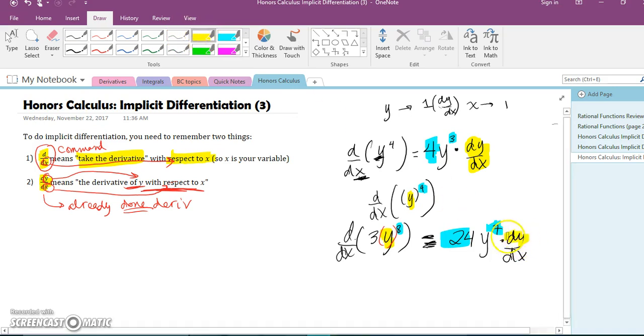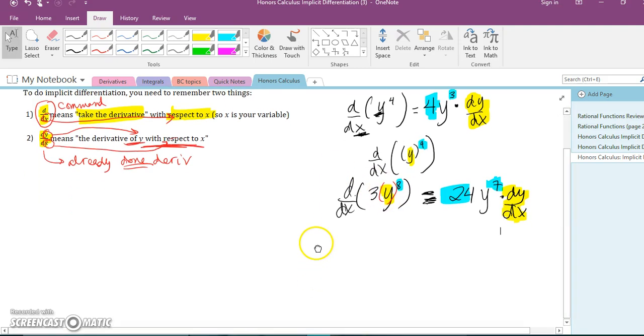Another way to think of it, if you don't like the chain rule analogy, is just think anytime there's a y, you're going to put a dy dx after it, if you're doing the derivative with respect to x. So now I want to contrast that with d dy of y to the fourth. So here I did d dx. Now let's do d dy.